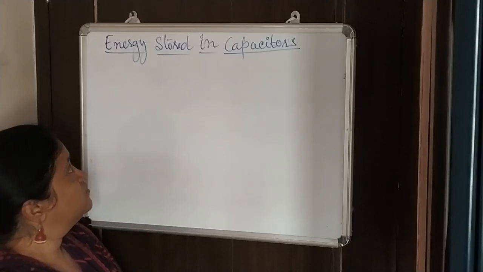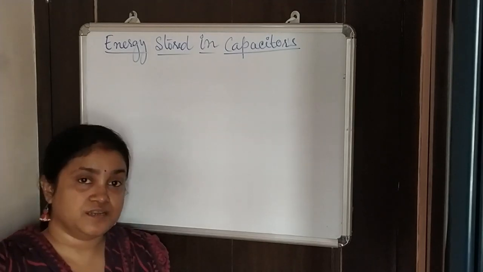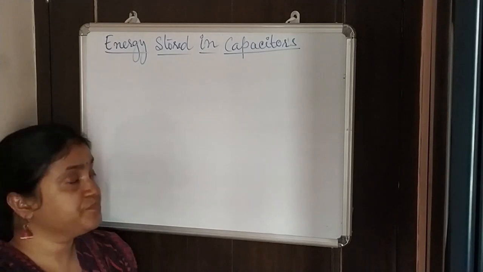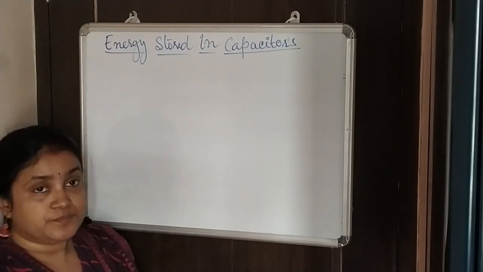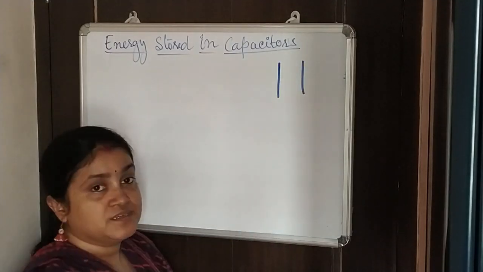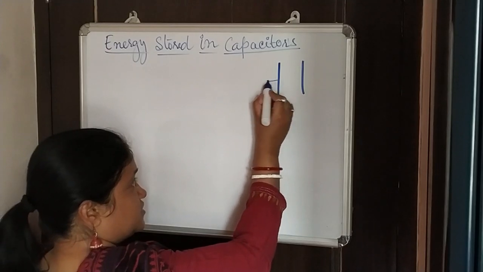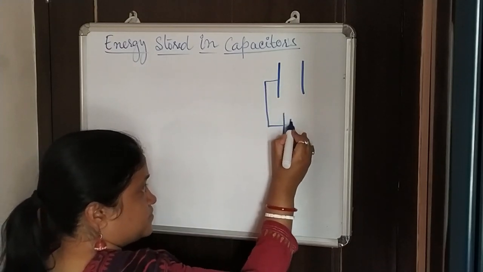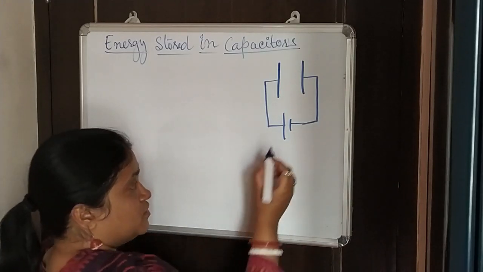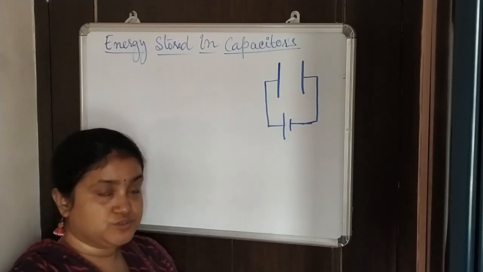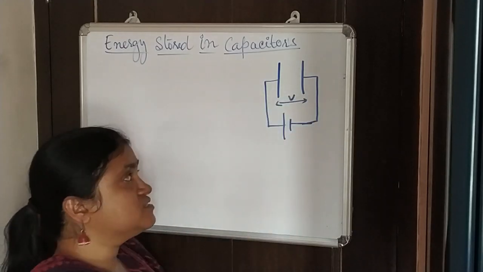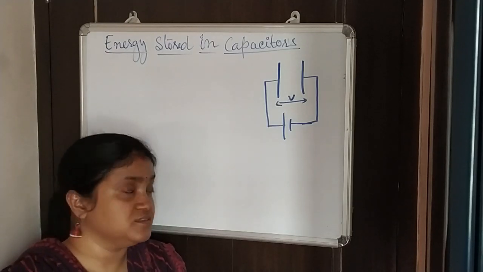So today we will be starting with another topic called energy stored in the capacitor. Now suppose we have a capacitor, and this capacitor is connected to a battery. Due to the connection, there is a potential difference between the two plates of the capacitor.